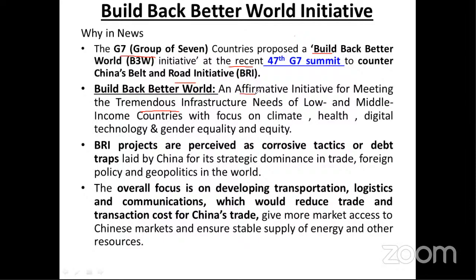So before China dominates, we should start an initiative called Build Back Better World. We should also do the same thing. Actually, most of the small countries accept China's offer because they want infrastructure development. Any country, even India, wants infrastructure development. We want better education, and better road and railway connectivity.